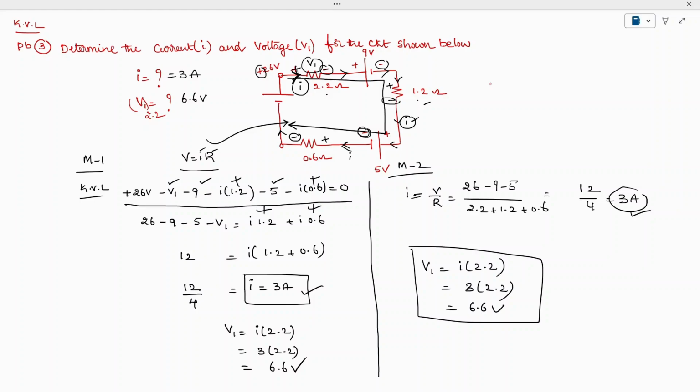Applying this KVL is very important. You just write down the polarity: leaving, plus 26 minus I into 2.2 minus 9 minus I into 1.2 minus 5 minus I into 0.6. If you understand this equation, any problem you can solve. Hope you understood the problem.